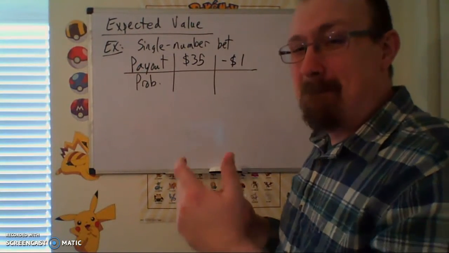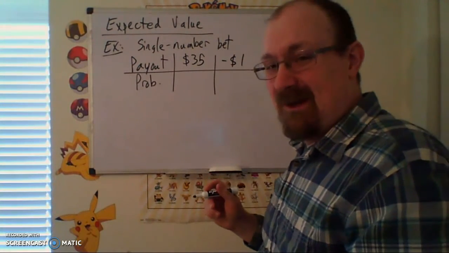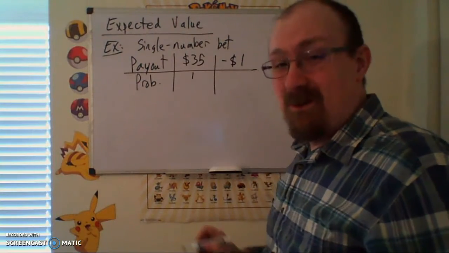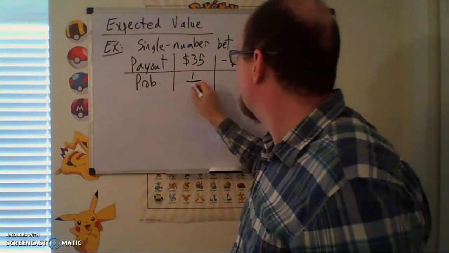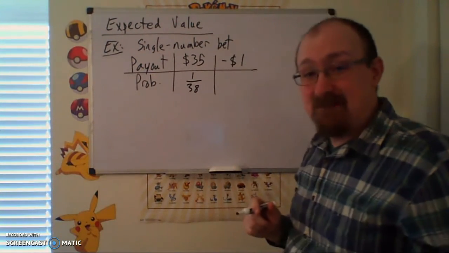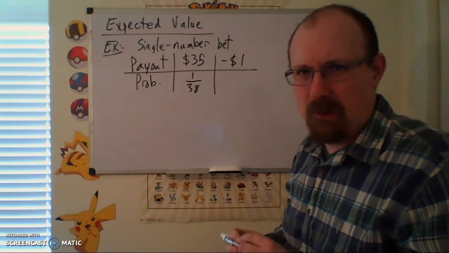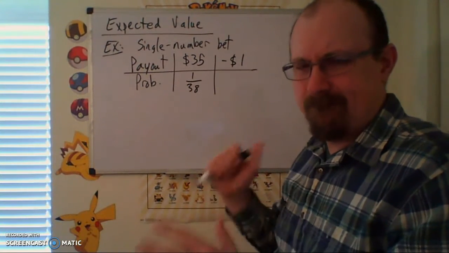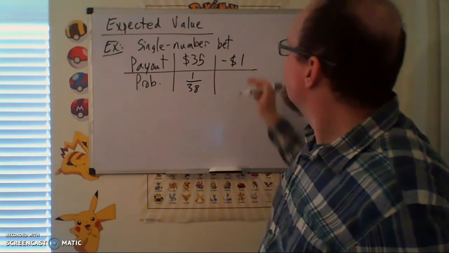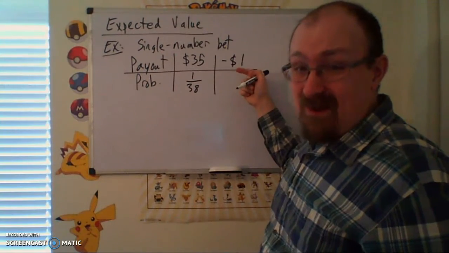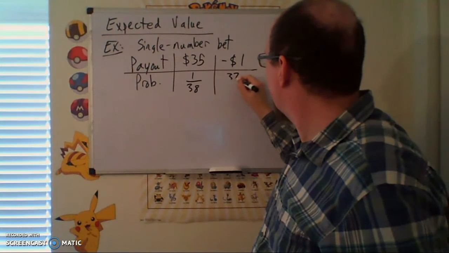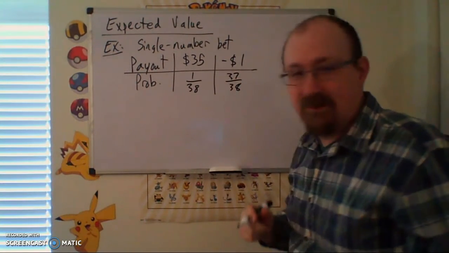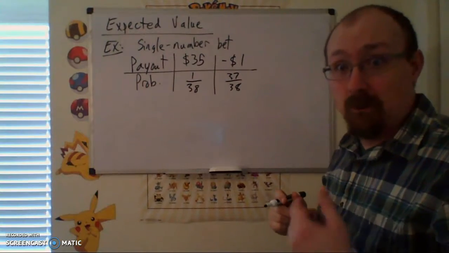In terms of probability, there's only one space on the wheel that pays off our bet. On an American wheel, there are 38 spaces in total. If you were in Europe, there's one fewer space. Don't worry about that now. Every other space on the wheel is a loss for us. So we have 37 over 38 as our probability that we lose our buck.